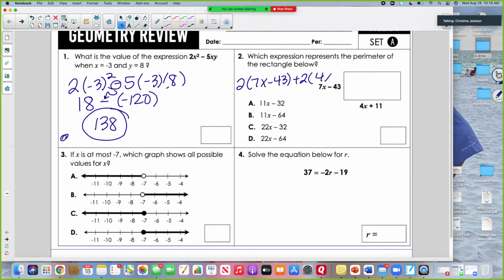Now, I don't do a whole lot of multiple choice. But there are times that we like to practice for ACT and PSAT, and I like for you to learn to eliminate some answers. So this is going to give me 14x minus 86 plus 8x plus 22. So 14 and 8 gives me 22, which means I need to eliminate A and B right off the bat, correct? Negative 86 plus 22 gives me negative 64.